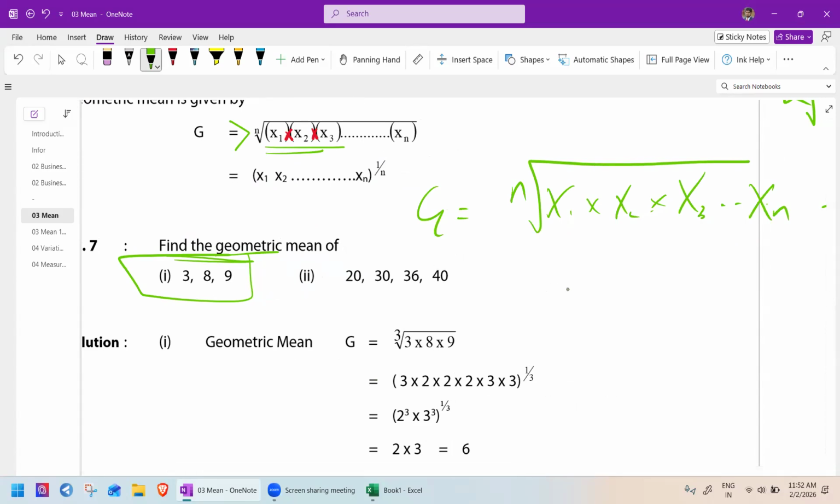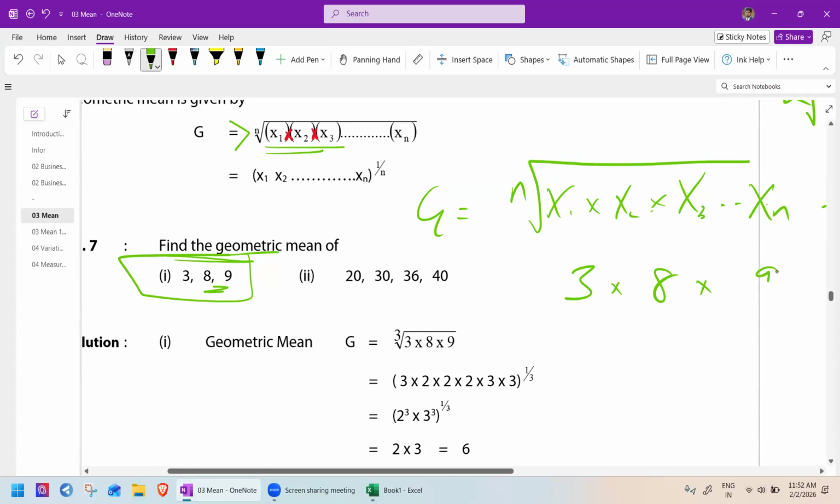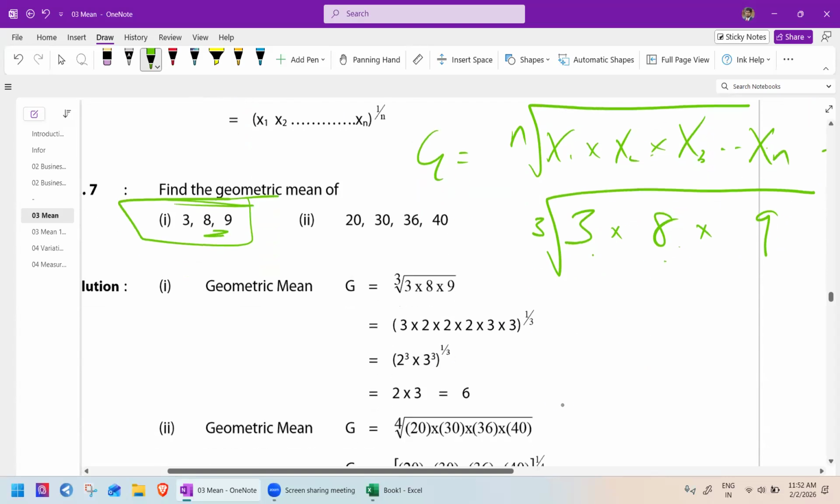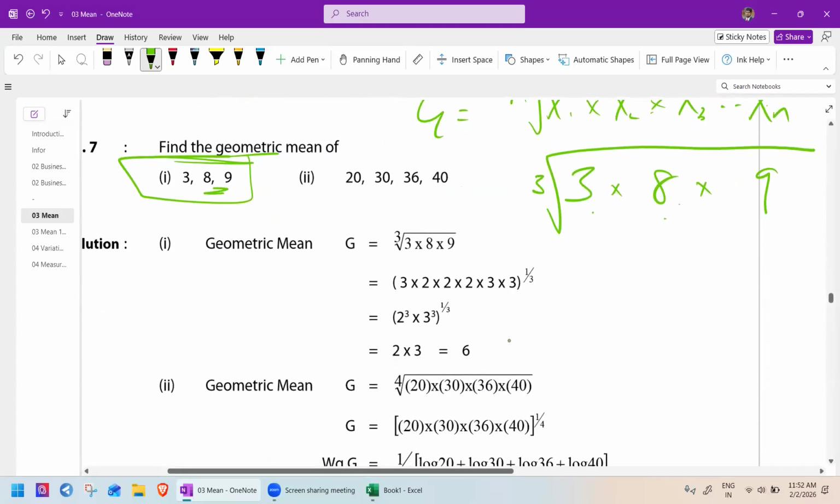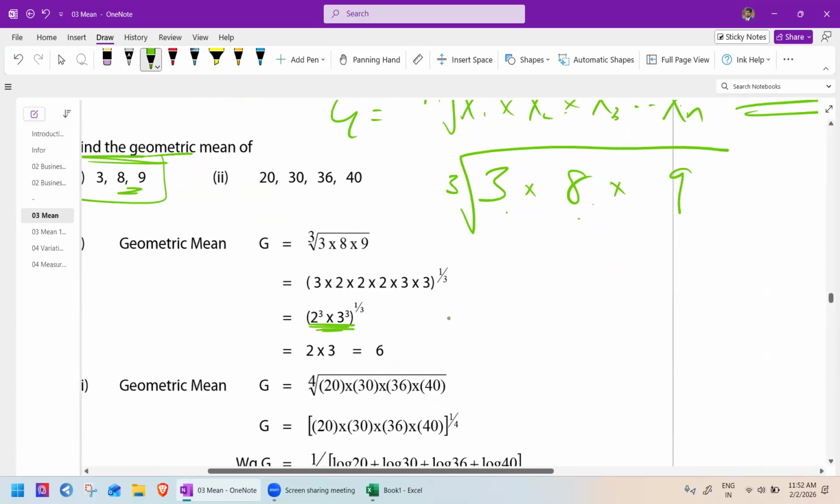Accordingly, we can calculate the geometric mean for 3 into 8 into 9 and root of 1, 2, 3. There are 3 observations. Then we can find 3 into 8 into 9. So there will be how much? 389. They have converted into index numbers. But you can apply it directly. Then you can find the answer.